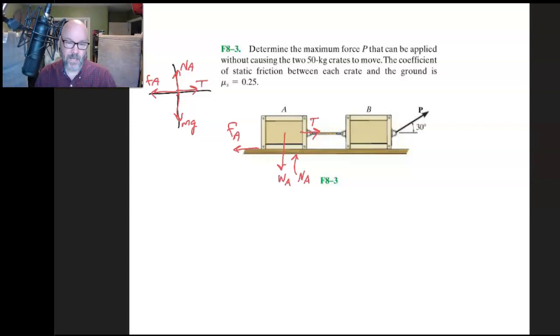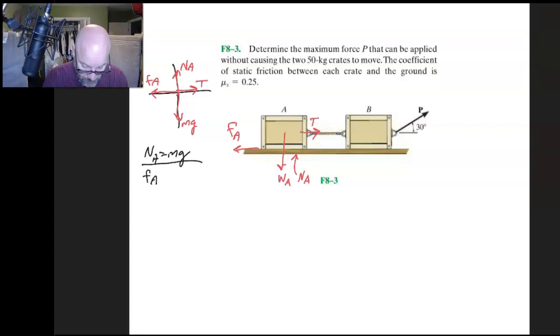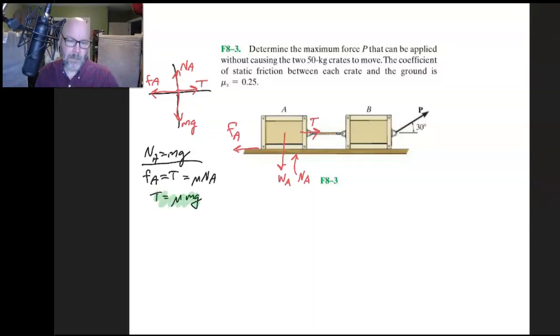Okay, just like that. So we've got some relationships that pop out of that right away, which is that the normal force A is mg. And the second relationship we get out of there is that FA is the tension. Now FA is actually mu times NA, and so then we make one more substitution and we got mu times mg. And so there's our first relationship that we got out of this thing. So let's just hang on to that for a second. Hopefully it'll come back to help us out.